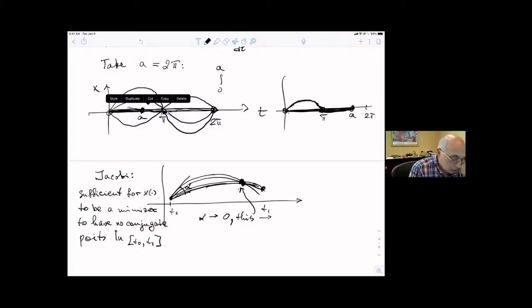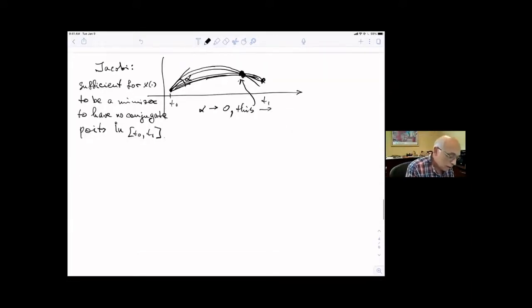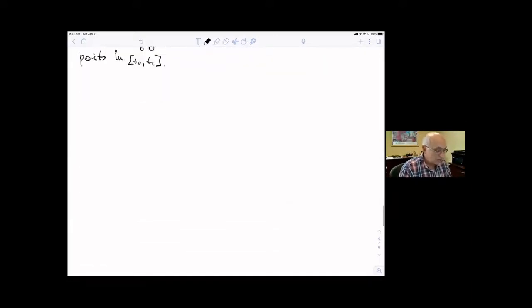But as soon as you take a at another place, if you take a here, then this is a solution of the Euler-Lagrange equation. This is a 0 solution, but it is not the shortest curve. Okay, so here is an example from real life.